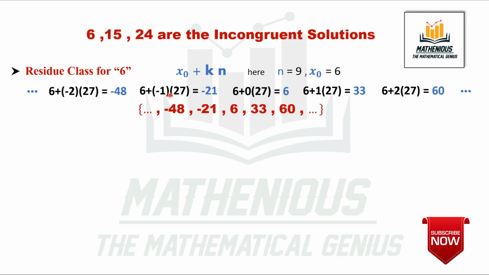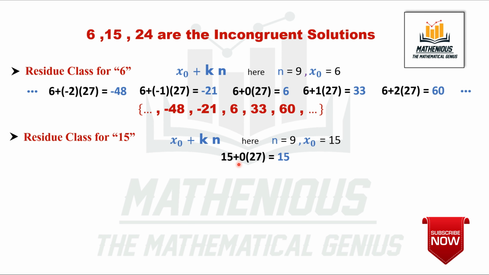Now for finding the residue class of 15, we again use the formula x naught plus k of n. Here n is equal to 9 and x naught is equal to 15. Sorry for the interruption. k again varies from negative infinity to infinity. Put k equal to 0, we get 15. If we put k equal to 1, we get 42. If k is equal to minus 1, we get minus 12, and if k is equal to 3, we get 96.